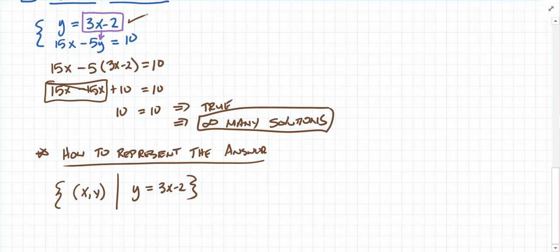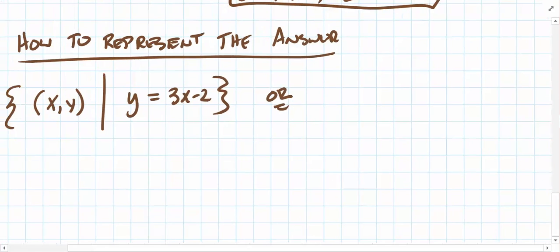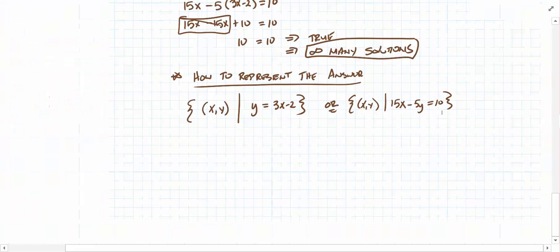What's the other way you think I could represent the answer? Or what's the other way you think I could do it? The x comma y. Good. The solution set, x comma y, such that 15x minus 5y equals 10. Exactly. So where did that one come from?